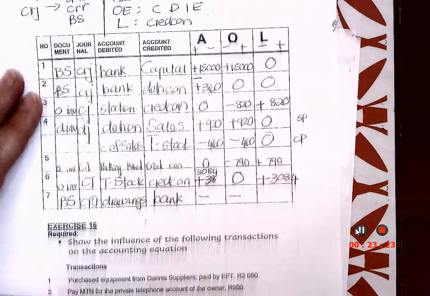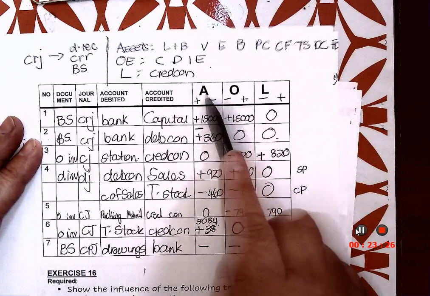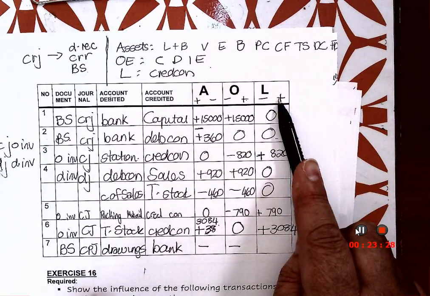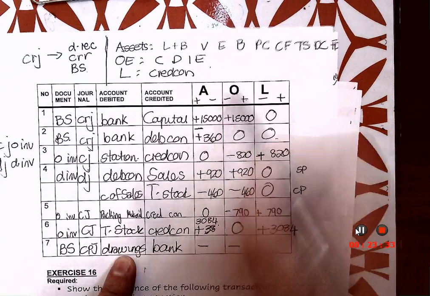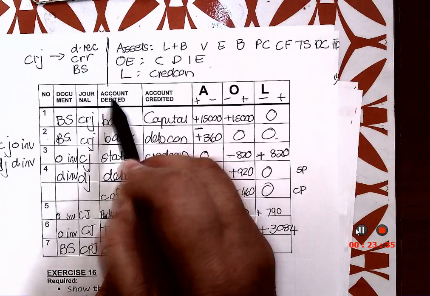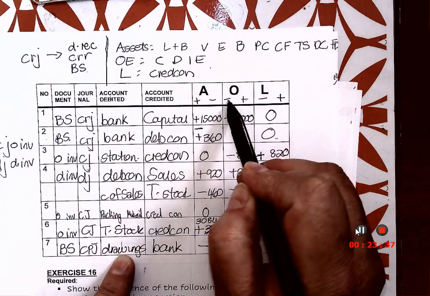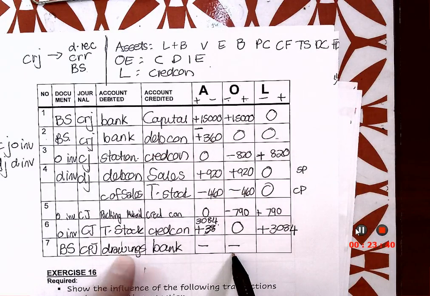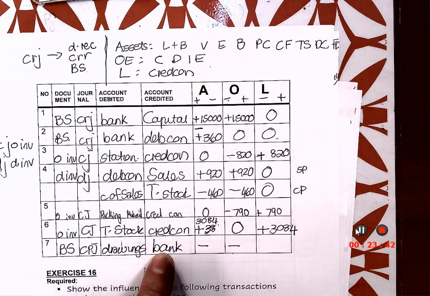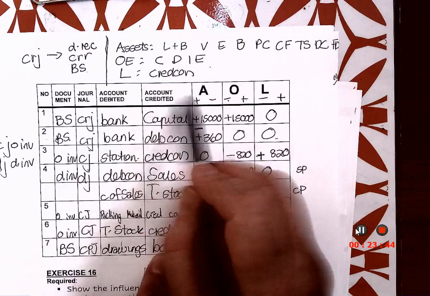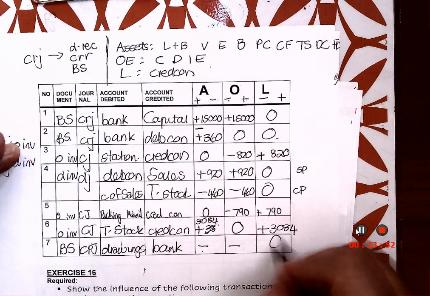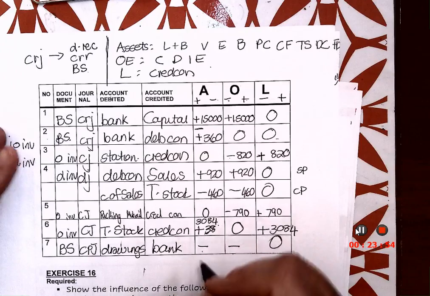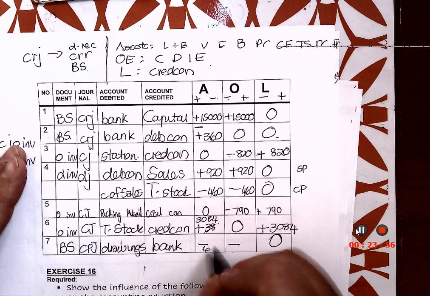If you struggle with what should be what, you use this to see if it's an AOL, and then you use your roadmap. Drawings is an owner's equity. It's on the debit side. The debit side of owner's equity is a minus. Bank is an asset. It's on the credit side. Assets on the credit side is a minus. Okay. I've got 2 signs, meaning liability is 0, and the figure is 680.